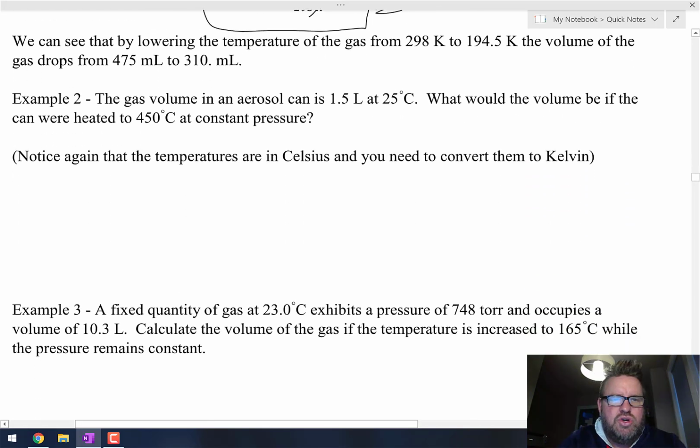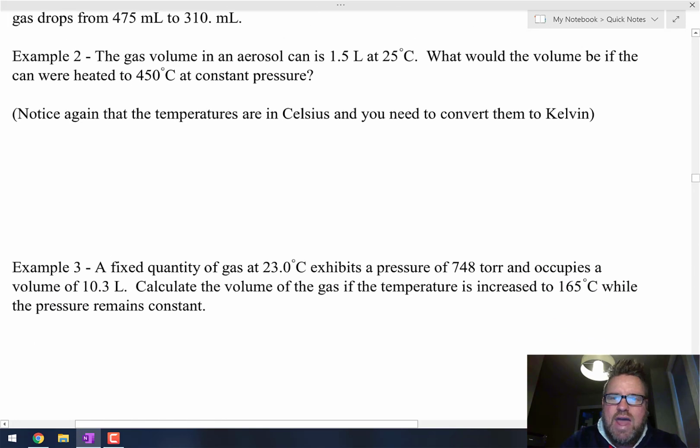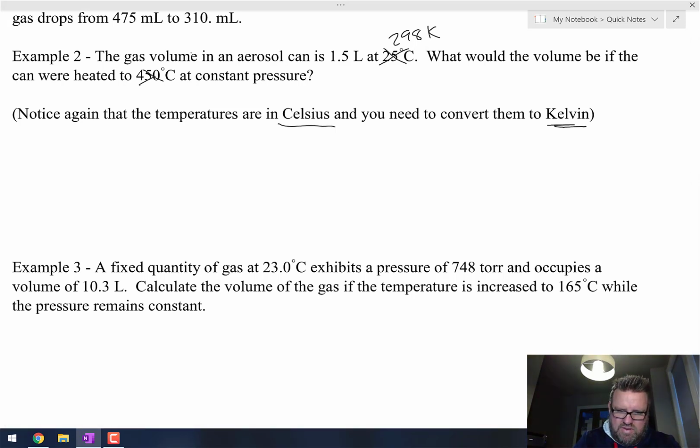Okay, example 2. The gas volume in an aerosol can is 1.5 liters at 25. What would the volume be if the can were heated to 450 at constant pressure? Again, notice the temperatures are in Celsius. You've got to immediately put them into Kelvin. So that's 298, and 273 plus 450 is 723 Kelvin.